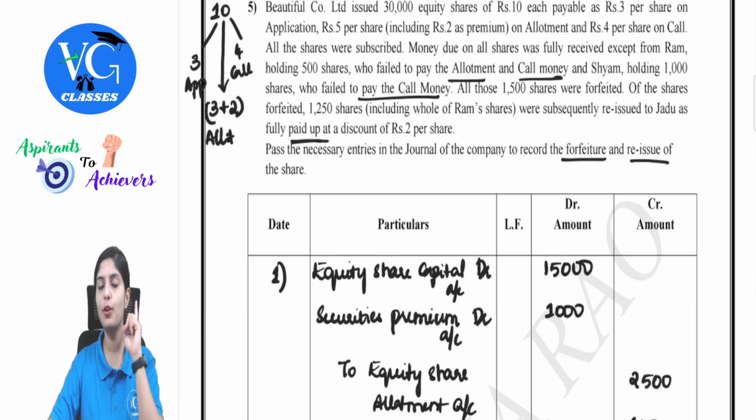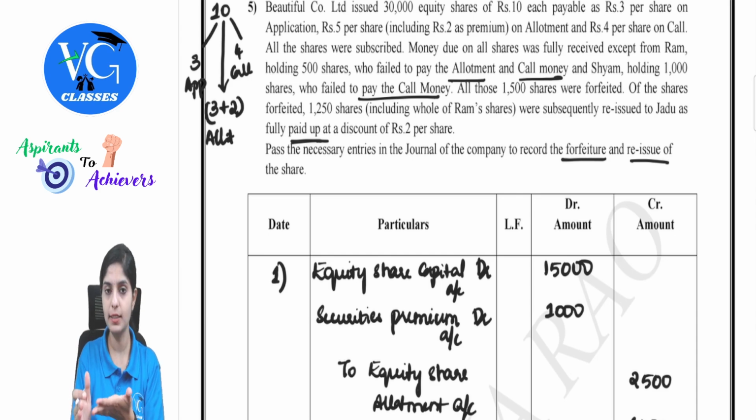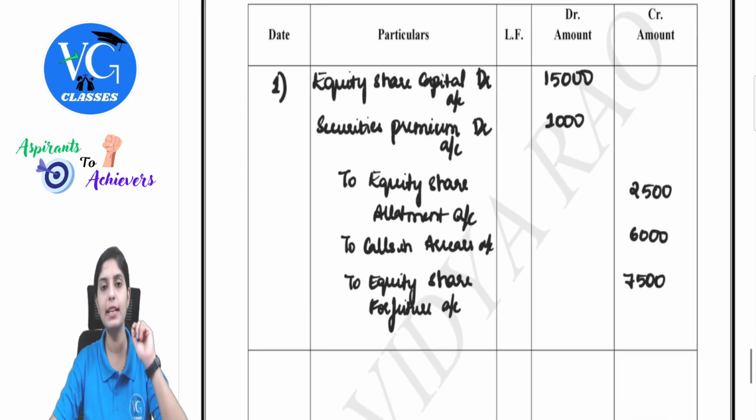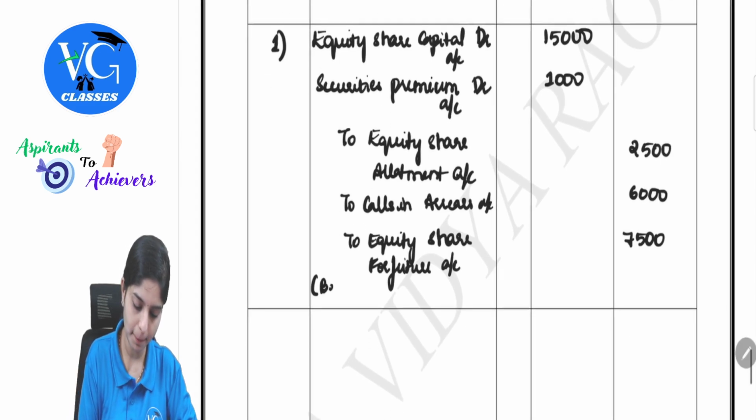3,000. See, first of all, an application, both of the shareholders will give. So, how much is that? 1500 into 3 rupees plus 1000 shares, which is denoting for Sham, into 3 rupees. So 1500 into 3 is 4500. 1000 rupees into 3 is 3000. So totally adding up, we will get 7500. I hope you all understood this point.